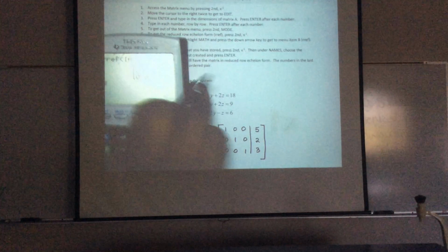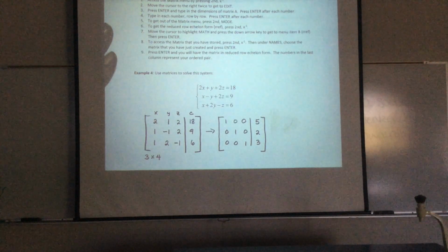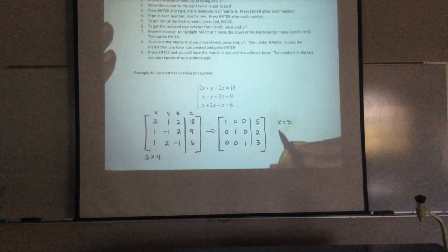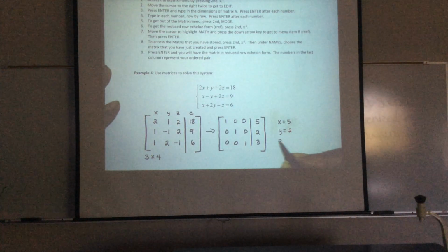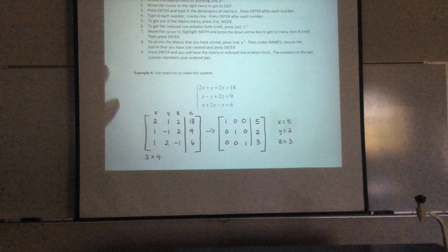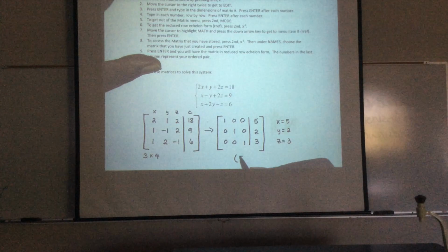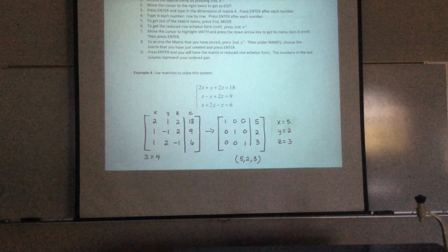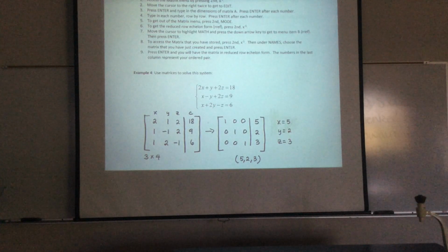In this case, the last numbers in that last column represent the values of x, y, and z, respectively. That first number is your x value, x equals 5. The second one is what y is equal to, 2. And z is the last number, 3. So the ordered triple that we were looking for is 5, 2, and 3. That's the ordered triple that satisfies that system of equations.